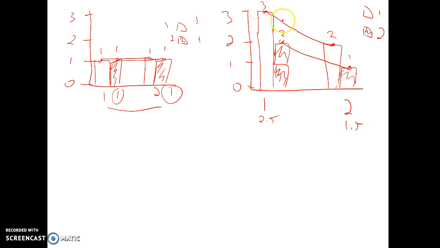And then over here, 3 plus 2, sorry, 3 plus 2 is 5 divided by 2. That's 2.5. 2 plus 1 is 3, divided by 2 is 1.5. So this would be 2 main effects, no interactions. All right, 2 main effects, no interaction. All right, let's try one more.